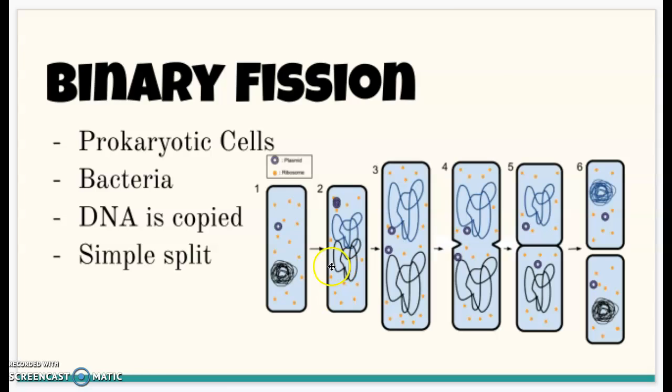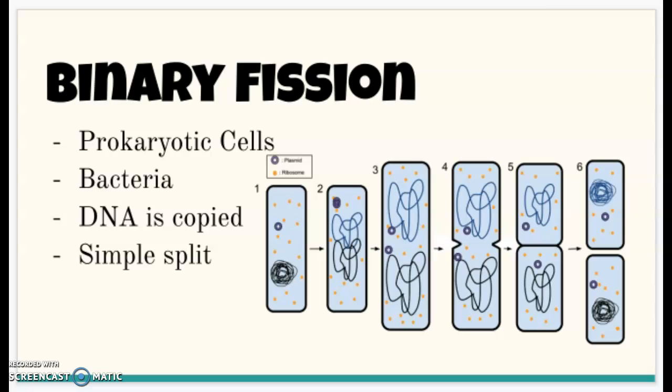All that has to happen here is the DNA is copied into two strands. Then those two strands separate to either sides of the cell, and then the cell wall or the cell membrane begins to grow in between the two and separates it into two cells.